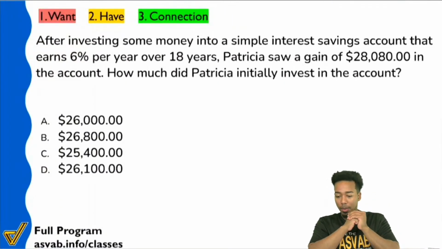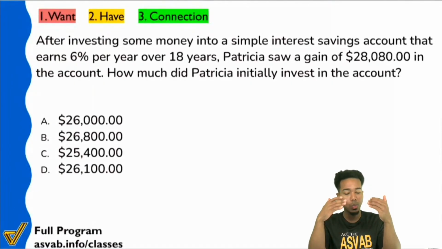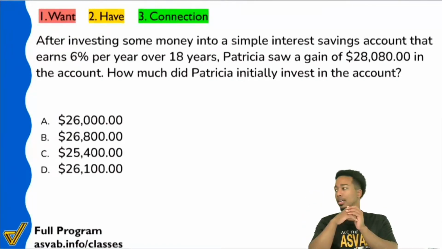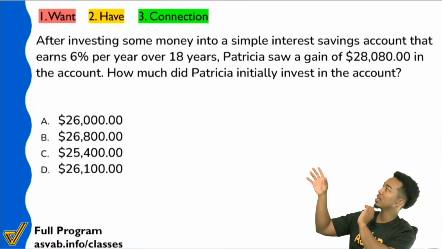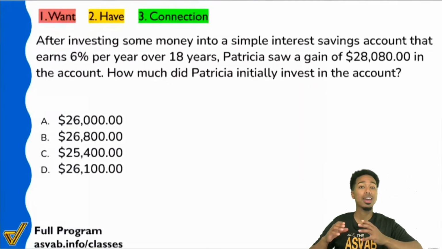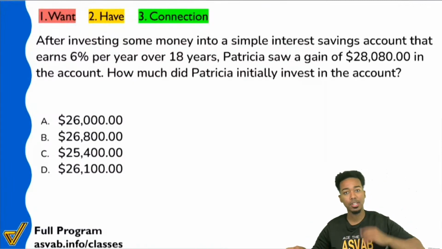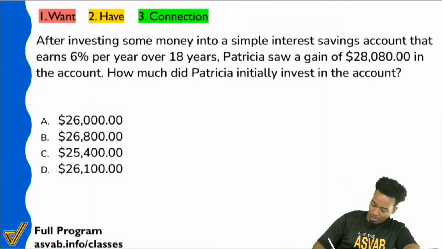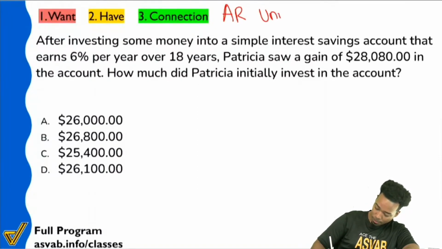So, to do that, my party people, first, I want to give you what type of question this is. If you couldn't tell from the wording here, this is a simple interest question, and this falls under the category of percent word problems. So, write this down if you need to. This is going to be Unit 4, Arithmetic Reasoning, Unit 4.